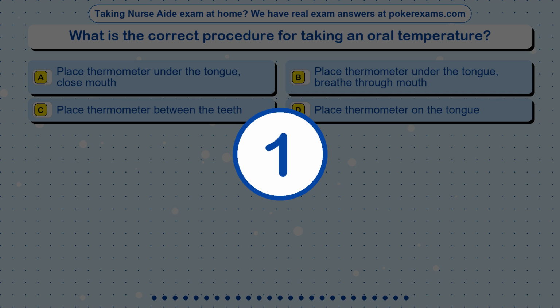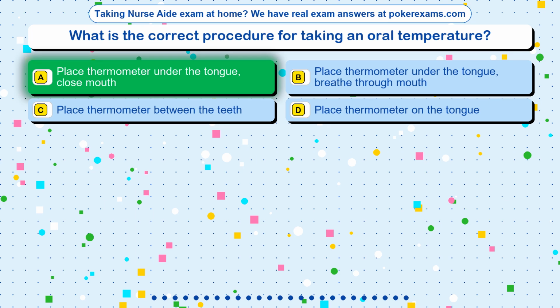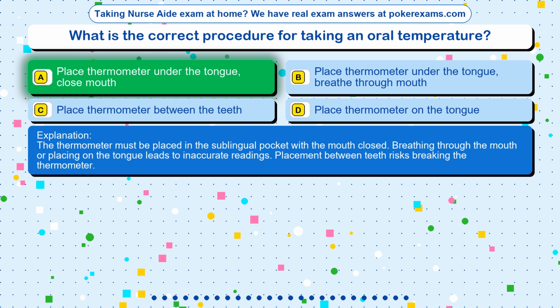The correct answer is option A, place thermometer under the tongue, close mouth. The thermometer must be placed in the sublingual pocket with the mouth closed. Breathing through the mouth or placing on the tongue leads to inaccurate readings. Placement between teeth risks breaking the thermometer.